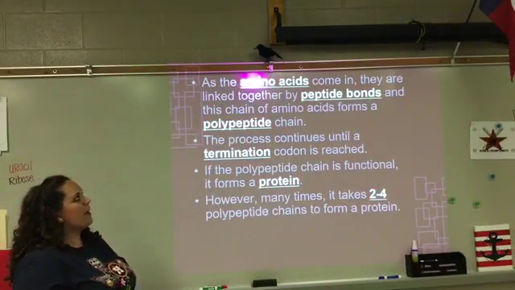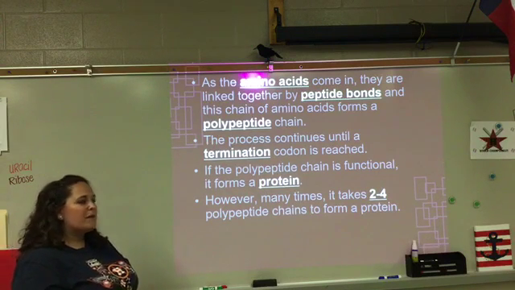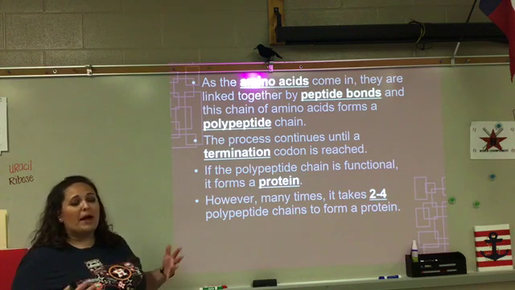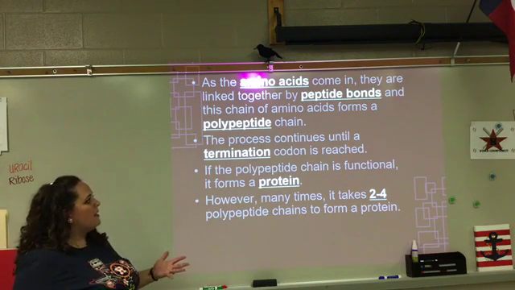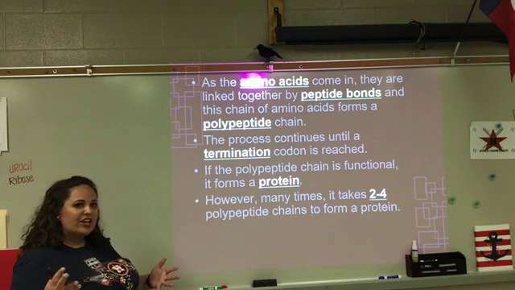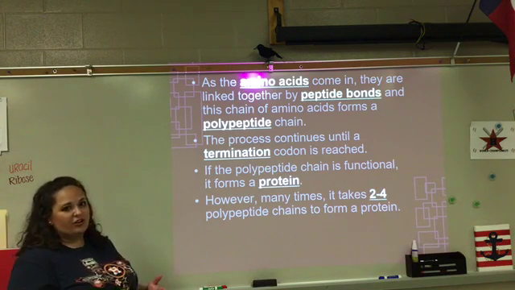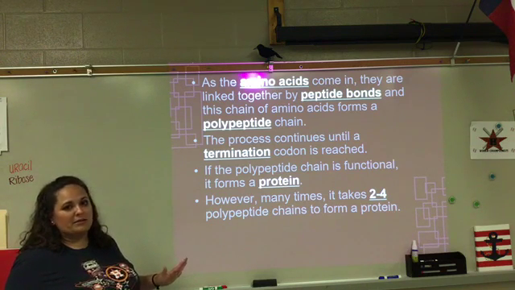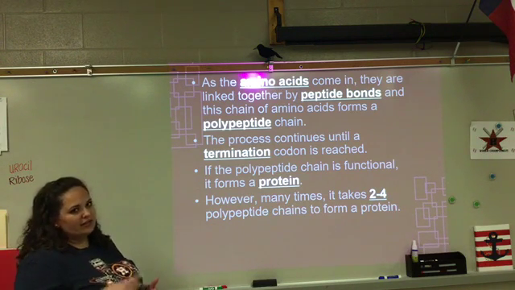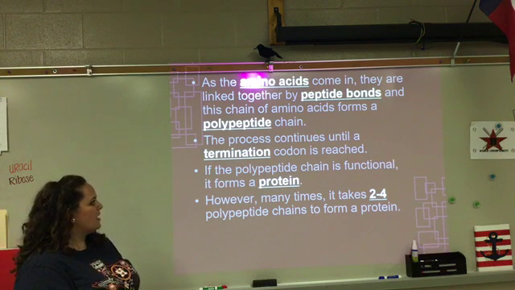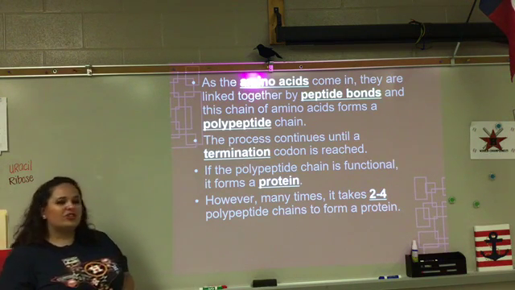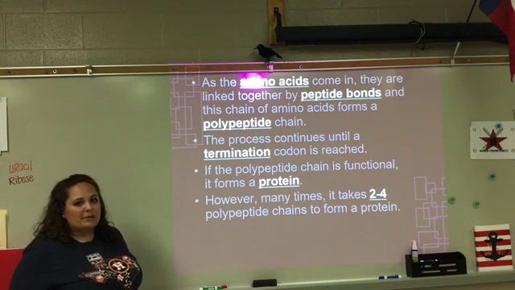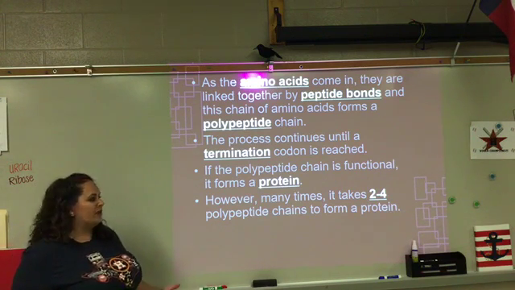As your amino acids come in, they're going to be linked together by peptide bonds, and then that chain of amino acids forms what we call a polypeptide chain. And it's going to continue adding on to that chain until they reach a termination codon. Termination codon tells you, stop, we're done building the polypeptide, and it's not going to read any other letters past that termination codon. If your polypeptide chain is functional, it forms a protein. However, many times it's going to take 2 to 4 polypeptide chains to actually form a functional protein.